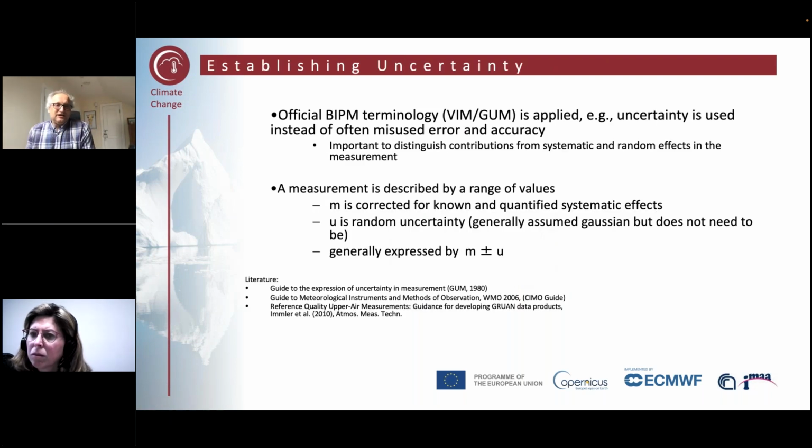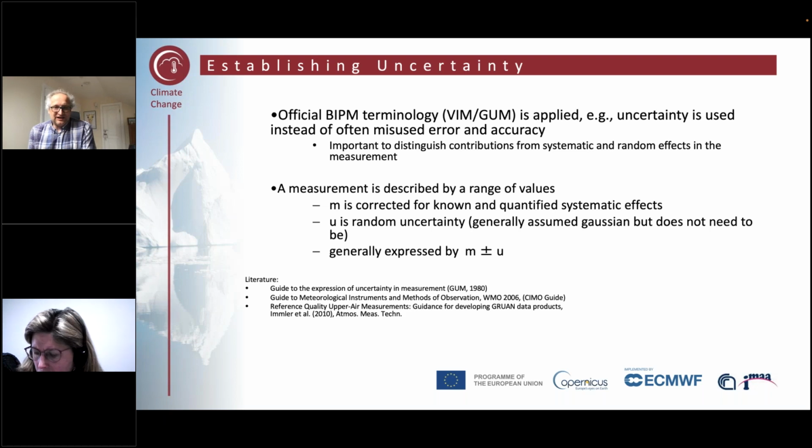So the only way we can do this really coherently is by resorting to our friends and colleagues in BIPM, Andrea and colleagues, and really look at the uncertainty in a rigorous way. So that's not error and accuracy, this is really uncertainty, and we need to distinguish contributions from systematic and random effects in the measurement. A measurement is always described, even a reference measurement will always be described, by a range of values. The perfect measurement is a bit like Santa Claus and the Easter Bunny. A perfect measurement does not exist.